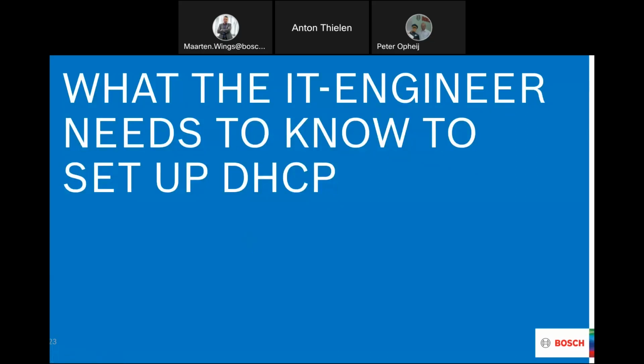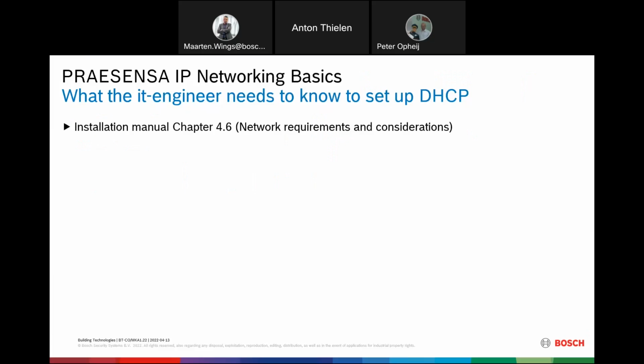My last part of the basics of IP technology for PRAESENSA for today is what the IT engineer needs to know to set up a DHCP to connect PRAESENSA. First of all, it is important to know what to consider when connecting a PRAESENSA system to a third-party network. This is explained in detail in the PRAESENSA installation manual, chapter 4.6. I would really recommend having a look into that.